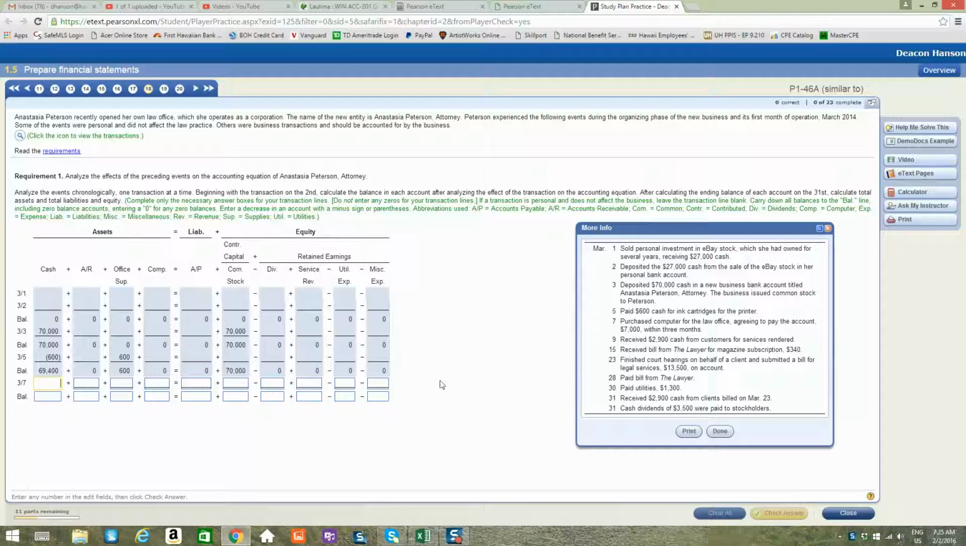Okay. On the 7th, purchase computer for the law office, agreeing to pay the account 7,000 within 3 months. So we did not pay for the computer up front. We agreed to pay for it within 3 months. So we have an obligation. We owe the vendor, the computer vendor, $7,000.